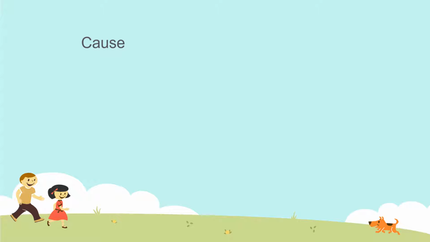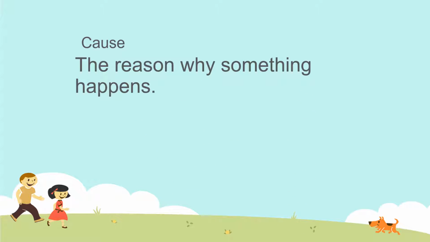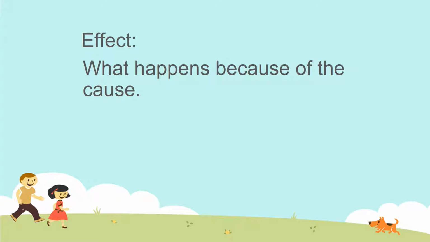The first thing that I want to do is start off by defining what the word cause is, and of course what the word effect is. The cause in a sentence is the reason why something happens. The effect, on the other hand, is what happens because of the cause.